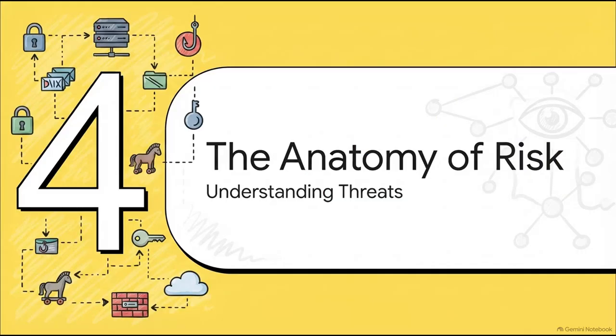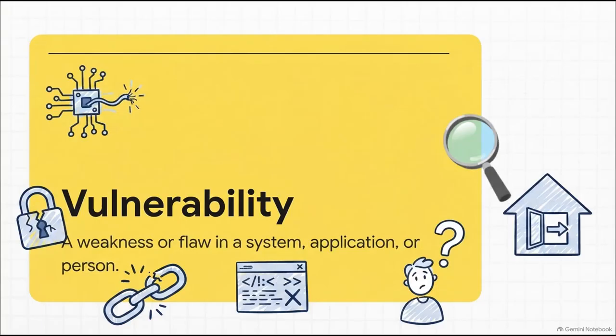Now we're going to dive into understanding the actual threats out there. First up is vulnerability. A vulnerability is simply a weakness. It could be outdated software, a terrible default password, or even an untrained employee. Just think of a vulnerability like an unlocked window on a house. It's for sure a flaw in your security, but if it just sits there and nobody ever tries to open it, nothing bad actually happens.